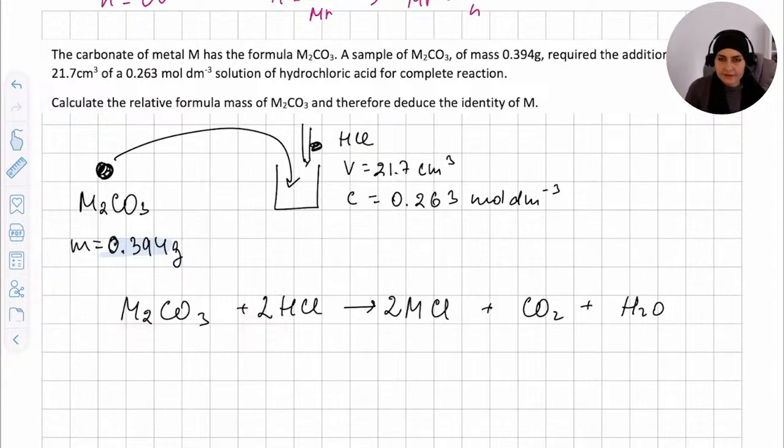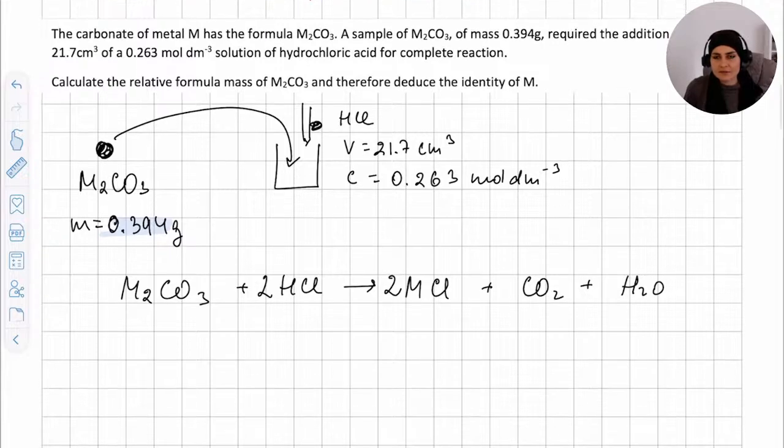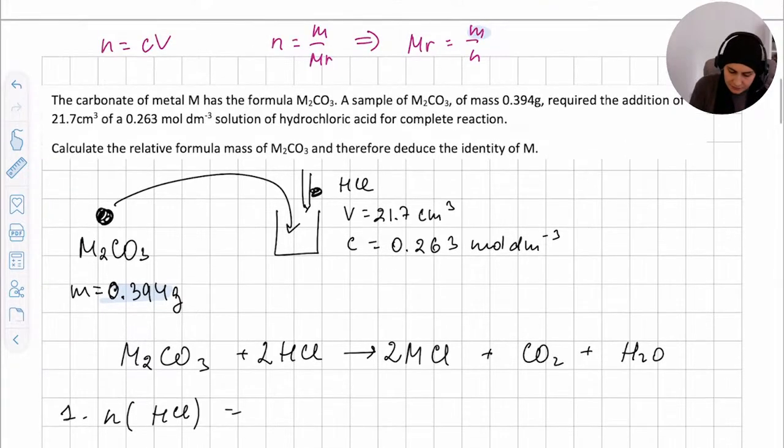Essentially, the rest of the question I will do in exactly the same way as the previous one. I know the concentration and volume for HCl, so you always start from there. Always try to find the volume and concentration that are given for the same substance, and just find the moles. So the first thing I would do is find the moles of HCl, using the formula moles equals C times V.